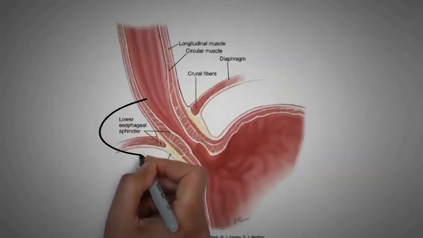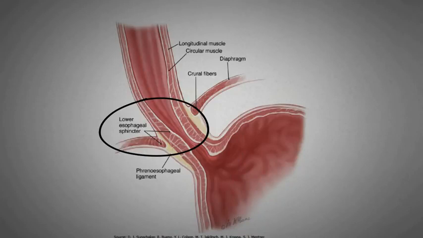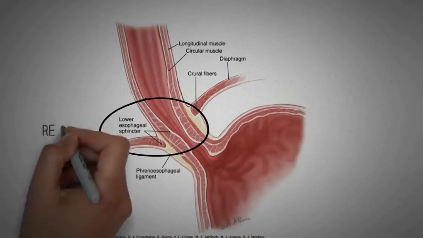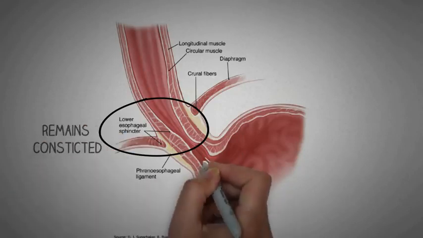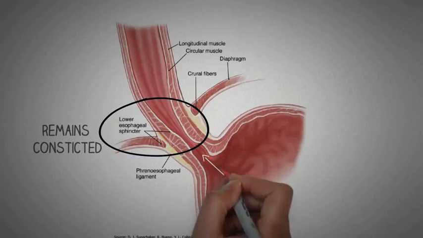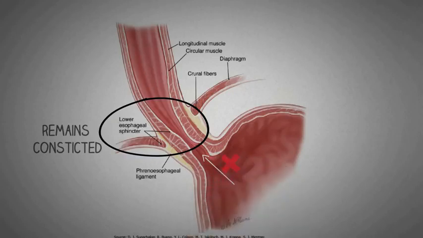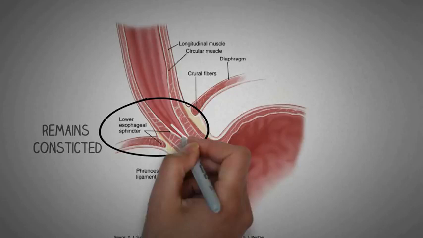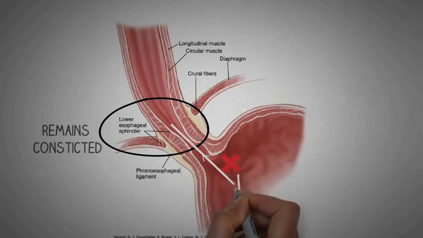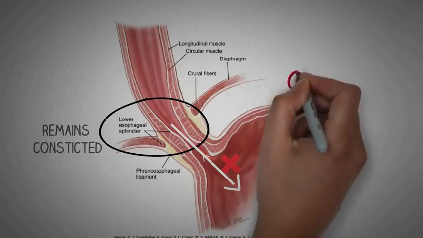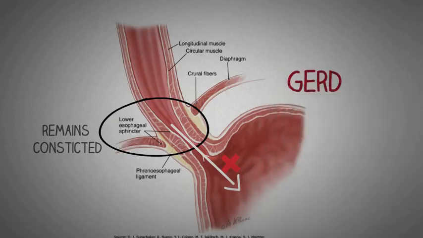These muscles are very strong at the lower end to form the lower esophageal sphincter, which has a valve-like function. It remains constricted at all times to prevent the contents of stomach from entering into the esophagus, except when we eat and drink, to allow one-way movement of food. When this muscle loses its tone, it leads to many diseases like gastroesophageal reflux disease.